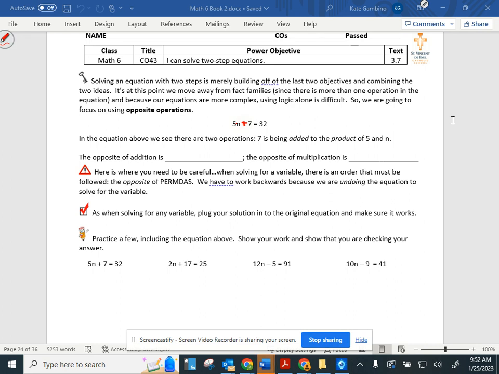The opposite of addition is what? Subtraction. And the opposite of multiplication is division. So we know what operations we're going to be doing, but you have to be careful. When solving for a variable, there is a specific order that must be followed.